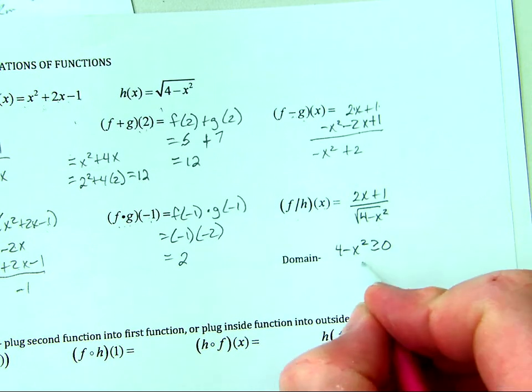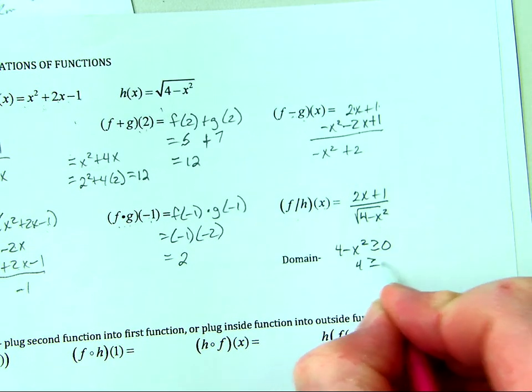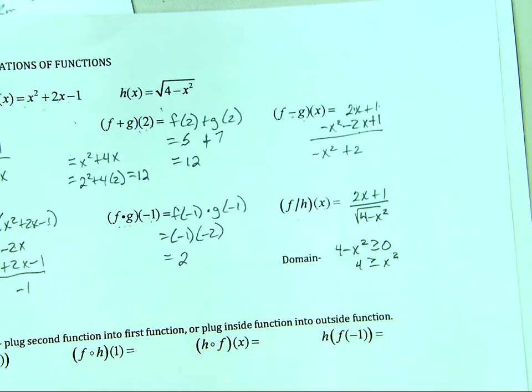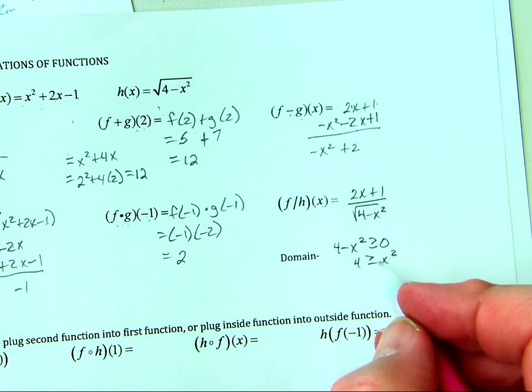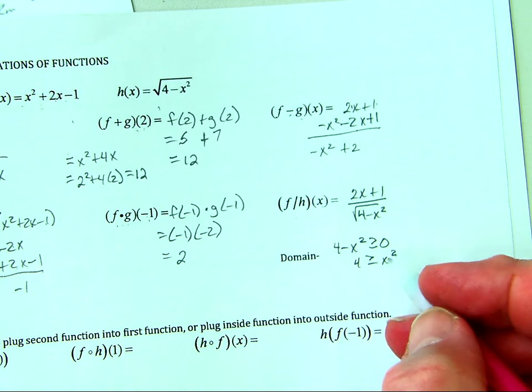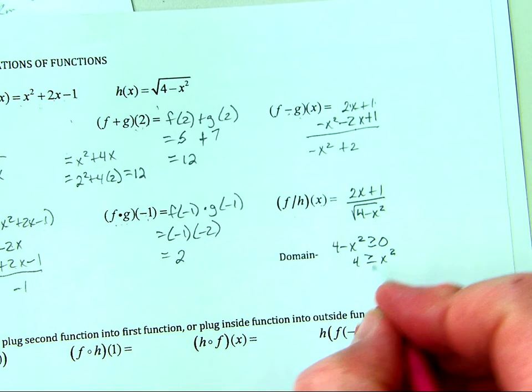So if I move the x squared to the other side, now this one gets a little tricky because when you square root both sides, you have to do plus or minus.